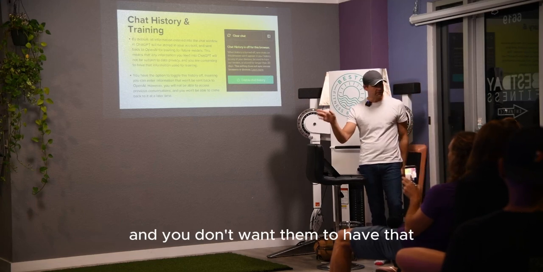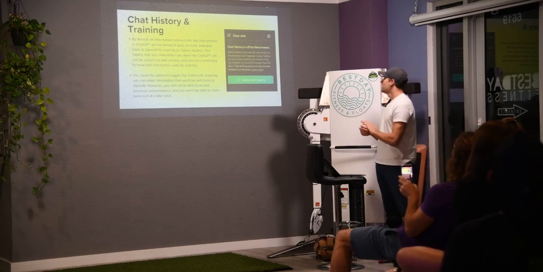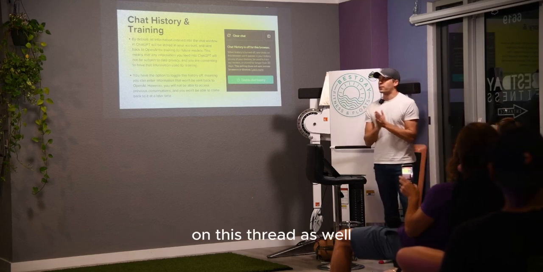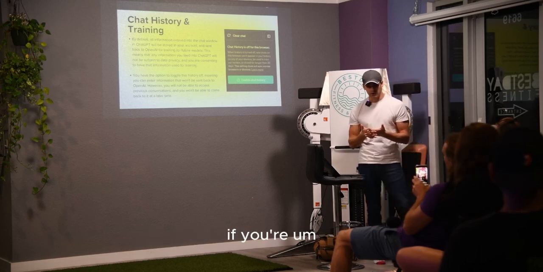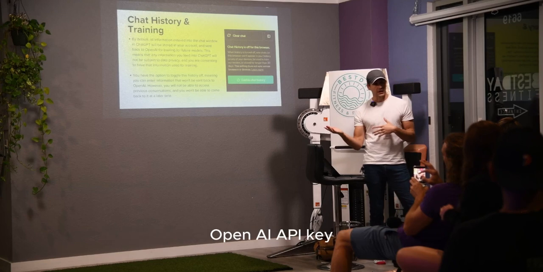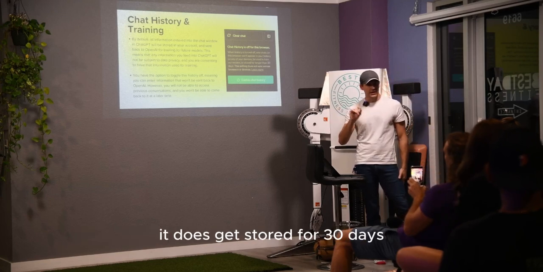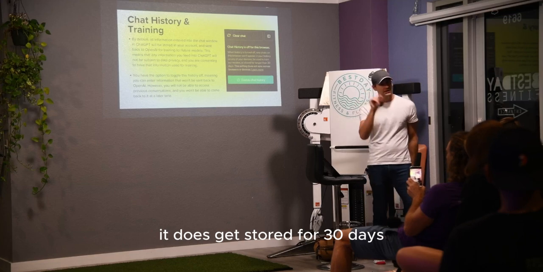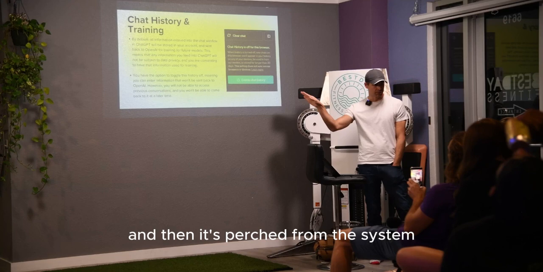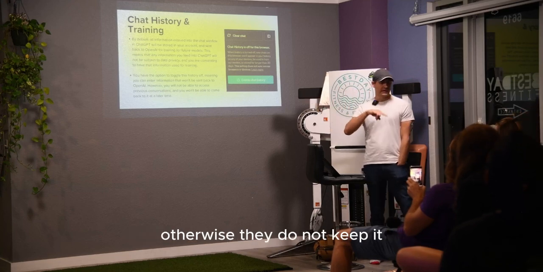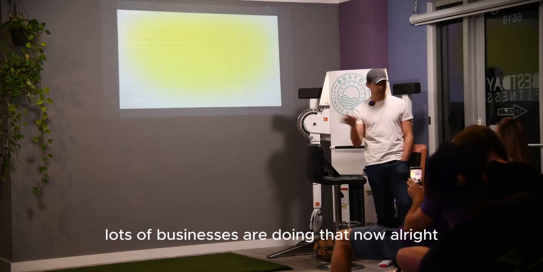And you don't want them to have that, turn on the chat history training. On this thread as well, the API, if you're developing things and you're using the OpenAI API key, that also does not get sent back to them for training. It does get stored for 30 days for monitoring for misuse and abuse, and then it's purged from the system. Otherwise, they do not keep it and send it back for future training models. Lots of businesses are doing that now.